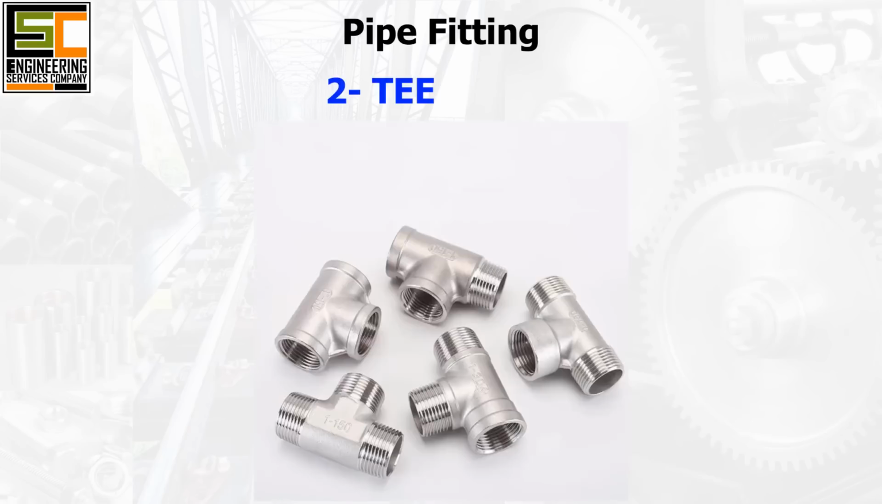2. Tees. Tees are fittings with a T-shaped design used to branch off a main pipeline into 2 or more directions. They are commonly used in piping systems where multiple branches are required.